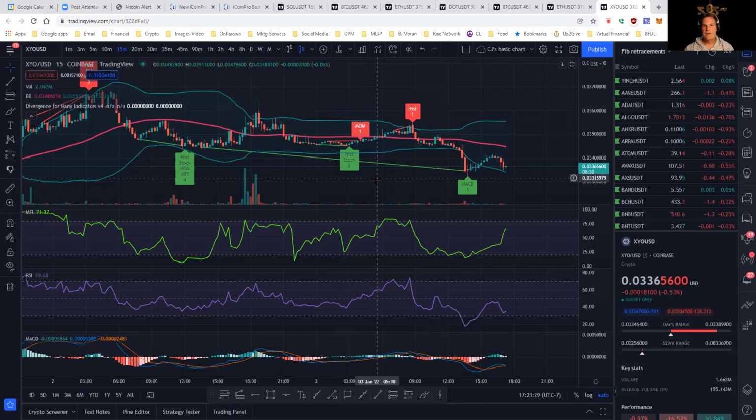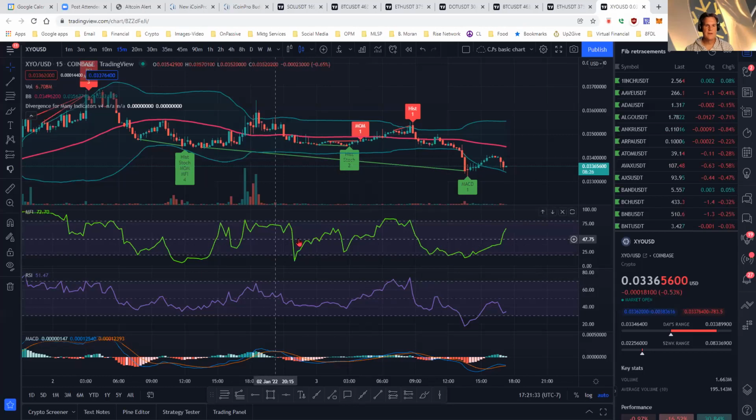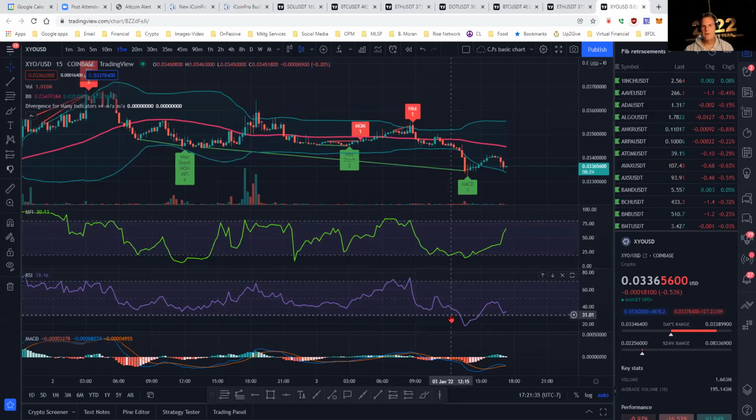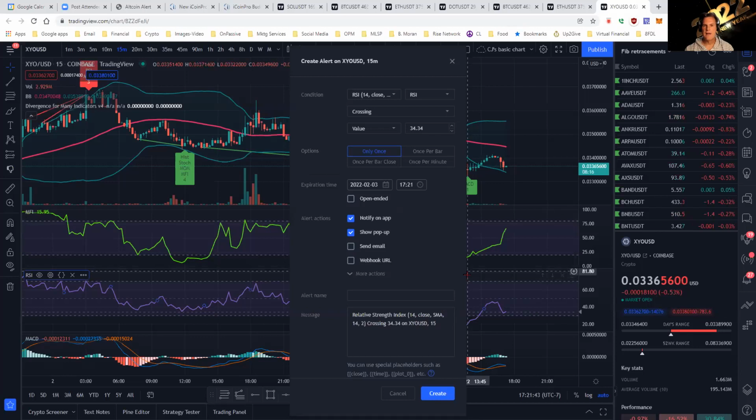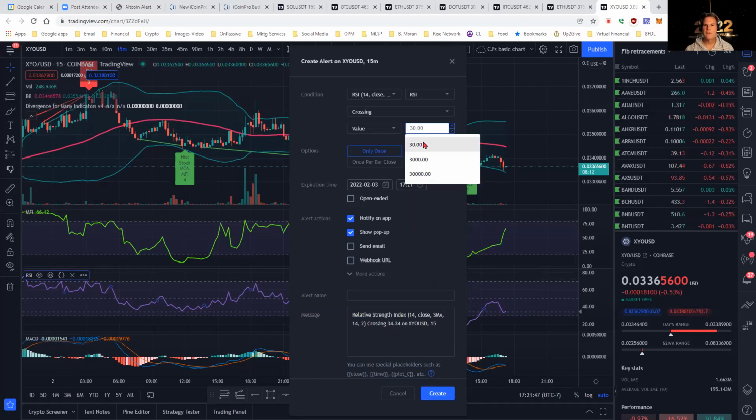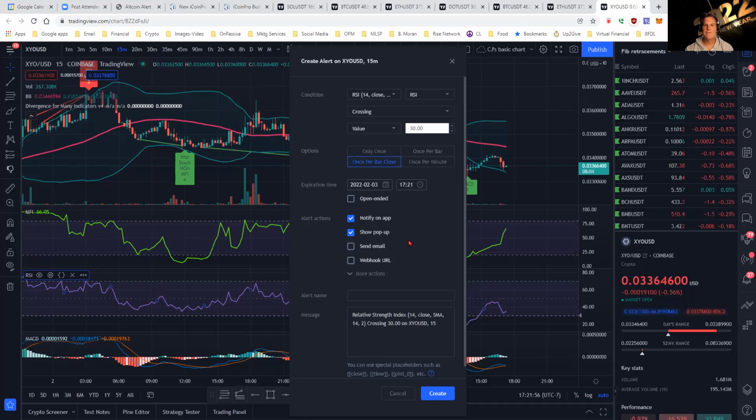So if you don't want to mess around with divergence, you're uncomfortable with it, not ready for it, you can also do something a little simpler. You can just put an alert down here on your RSI. Most of us, this is one of the first indicators we learn. You add an alert on the RSI. 30 is oversold generally. Set it to once per bar close, and there you're good to go on your RSI alert. Again, also on the 15-minute chart.